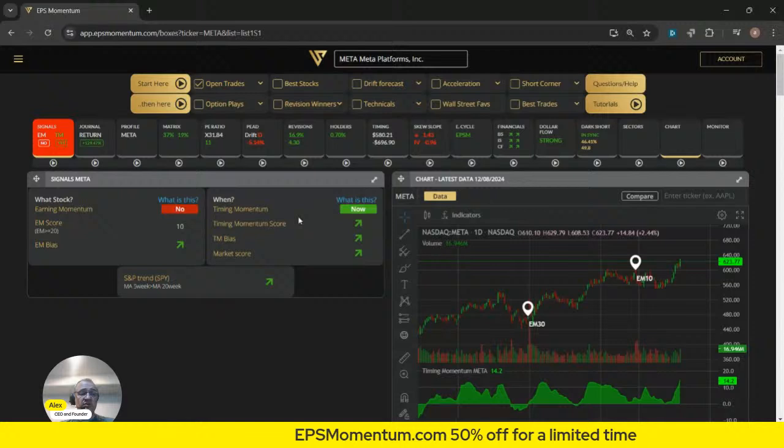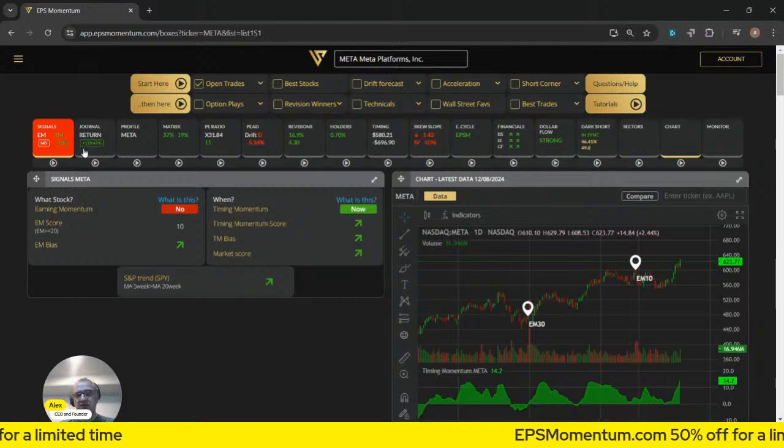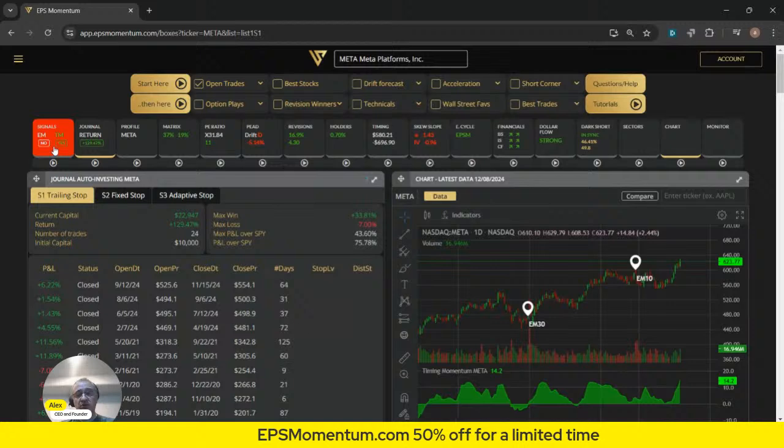But obviously, don't take that model for what it is, like a signal, and just buy blindly and sell blindly. This is not investment advice. This is just advising you to research some stocks versus others.